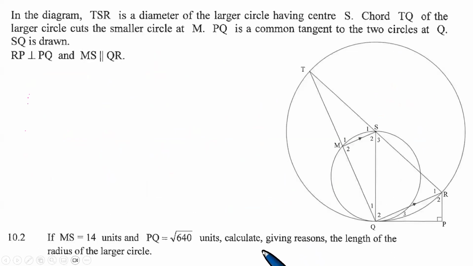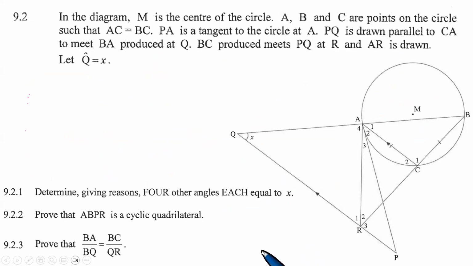Here is another nicer question. In the diagram, M is the center of the circle. A, B, and C are points on the circle, such that AC equals BC. And PA is the tangent to the circle at A. So we have the point A here, and you can see PA is the tangent to the circle at A.